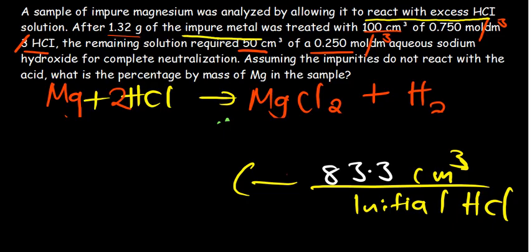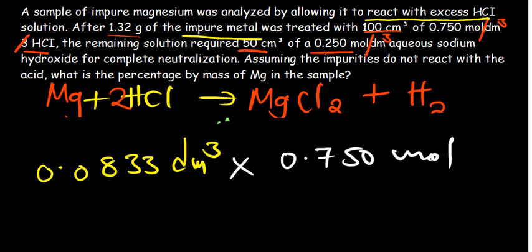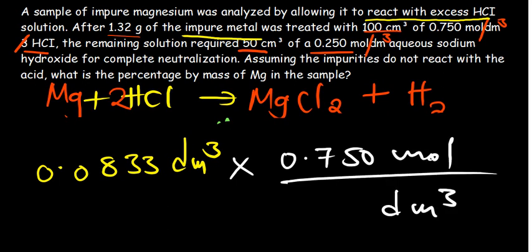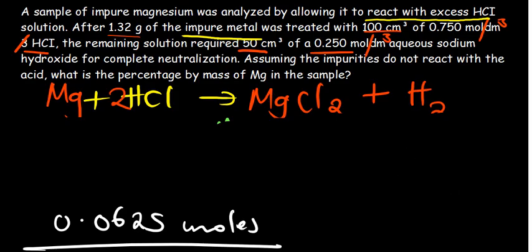So the answer is 0.0833. Okay, so that's what we have. What units are we using? We've gone to decimeter cubed. Okay, so if we have our volume that was available initially, and then we also have our concentration there to be 0.750 mole per decimeter cubed, we should be able to find what? The number of moles. So multiply that. So 0.0625 are the number of moles of our hydrochloric acid that had reacted in the first reaction.